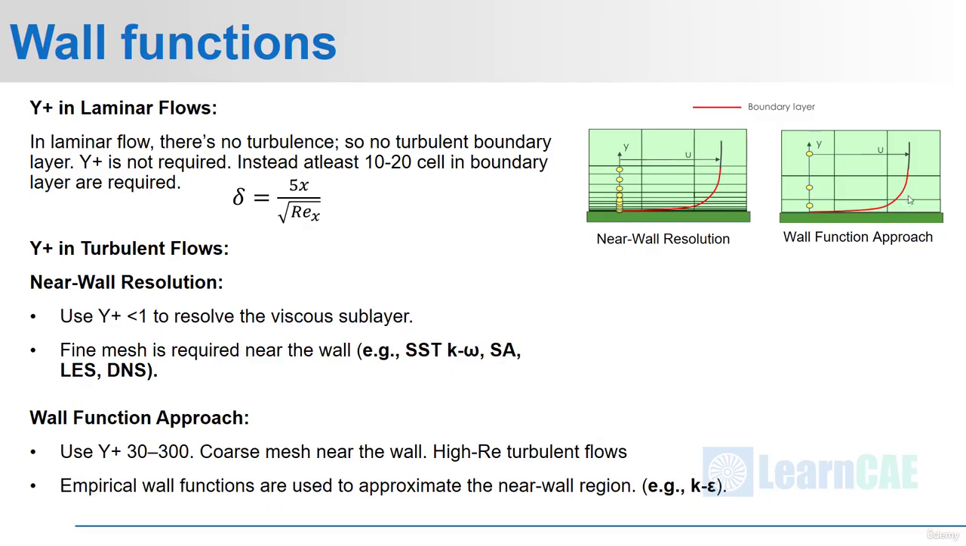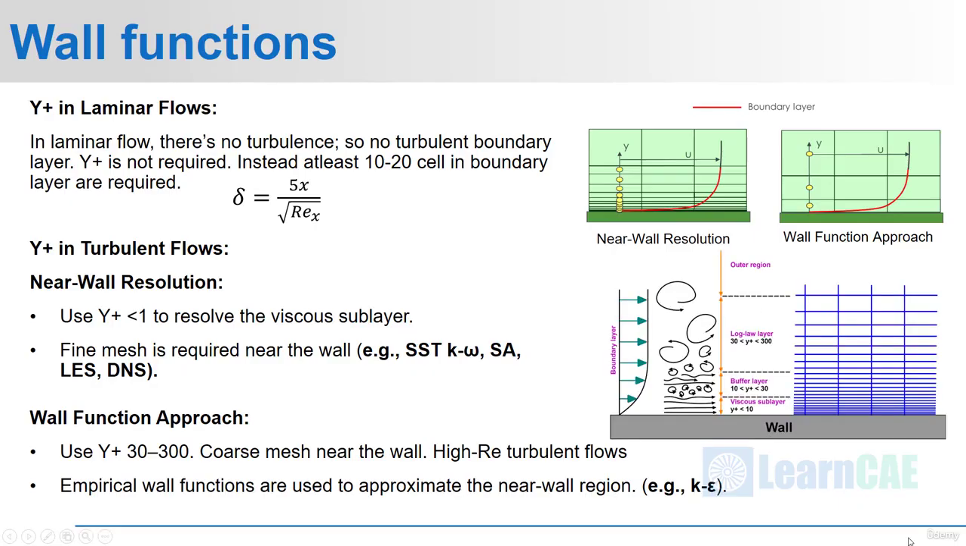Here we have to specify the Y plus beyond 30, so the solver will automatically approximate the wall function near the boundary layer. The boundary layer zones are shown here, that is viscous sublayer, buffer layer, log law layer and the outer region. Here if we distribute the elements in the viscous sublayer, that is Y plus less than 1, then we can capture the viscous sublayer followed by the buffer layer and log law layer. If you are using a wall function, we have to directly specify the first cell in the log law layer and then keep increasing beyond that. This is all about Y plus and wall functions.